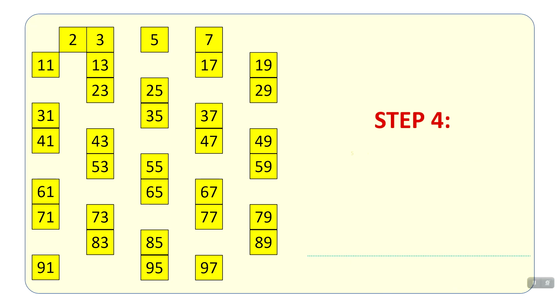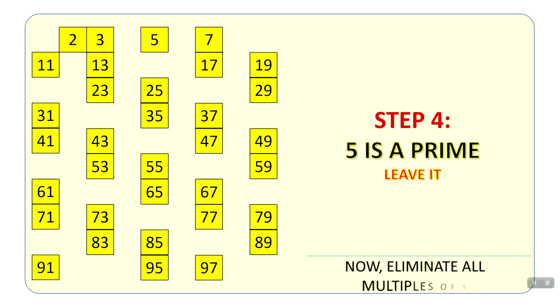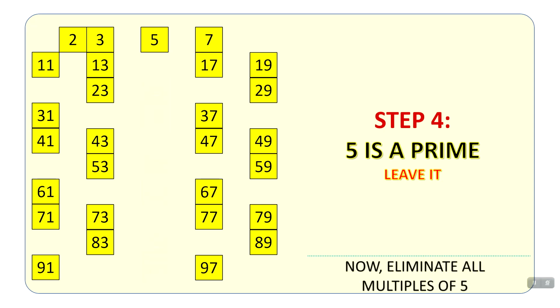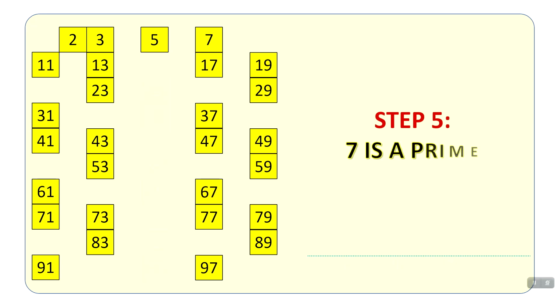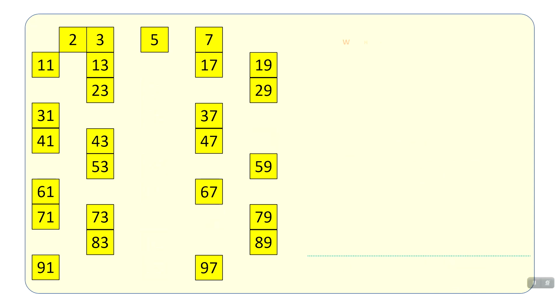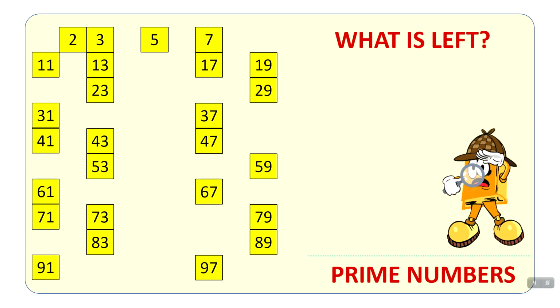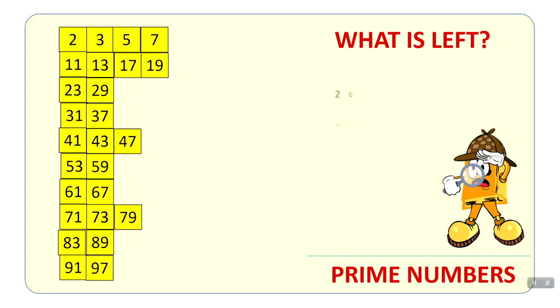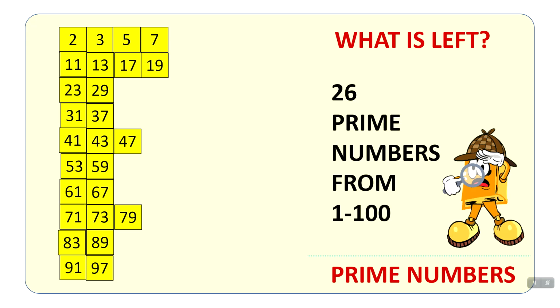Step 4, 5 is a prime. So we will leave 5 and then eliminate every multiple of 5 after 5. And now step 5, 7 is a prime. So we will leave that and get rid of every multiple of 7 after 7. And I see 49 and 77. We will eliminate those. And now what's left? Between 1 and 100, we have eliminated a lot of numbers that had more than 2 factors. These are the prime numbers. There are 26 prime numbers from 1 to 100.